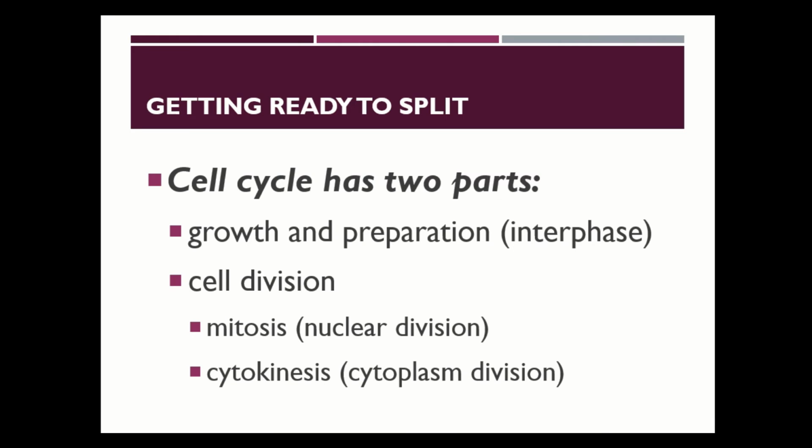Next one, we have getting ready to split. So just like when you are going to school or going somewhere, for sure you are getting ready. Nagpa-prepare tayo ng isusuot, nagpa-prepare tayo ng ano ba dapat nating isuot sa okasyon na yun. So ganoon din sa cell cycle. Okay, so cell cycle has two parts. We have the growth and preparation, which is the interphase, and we have the cell division. So the cell division has subcomponents. We have the mitosis, or the nuclear division, or the karyokinesis. We also have the cytokinesis, which is the division of cytoplasm.